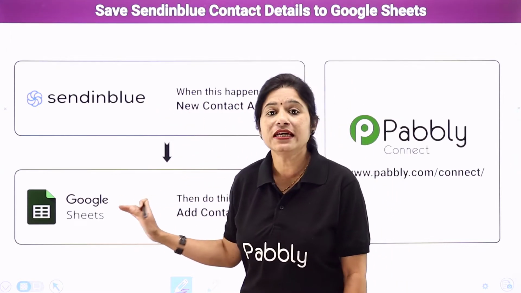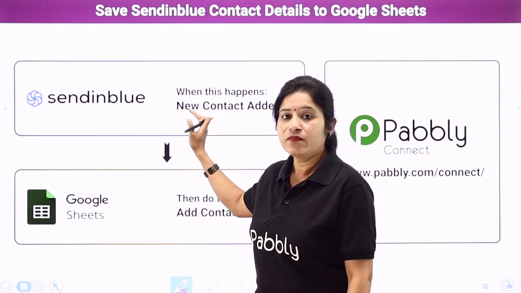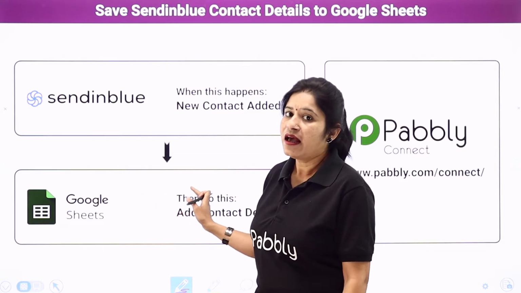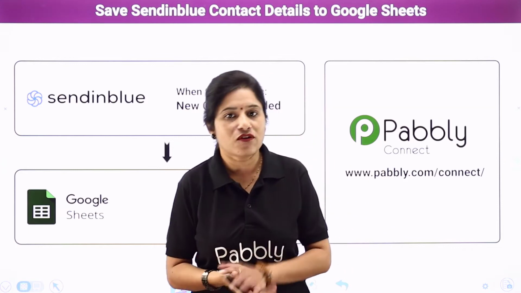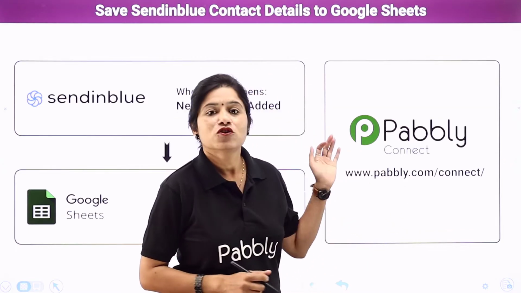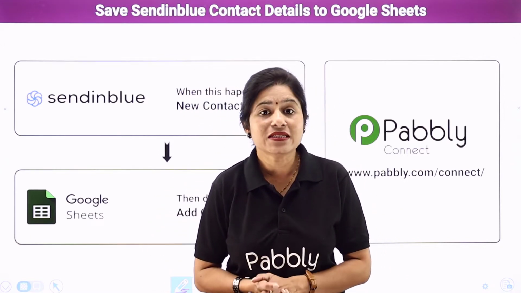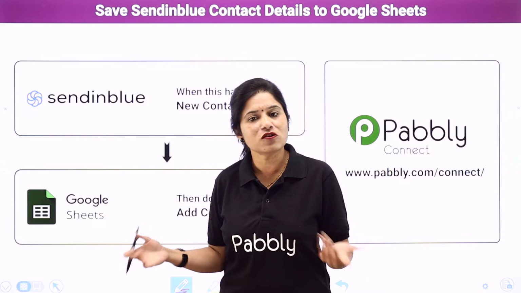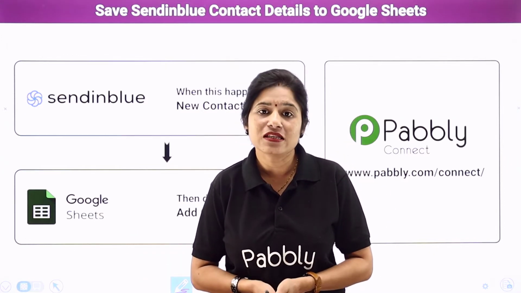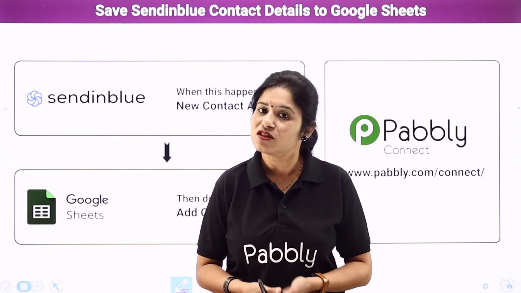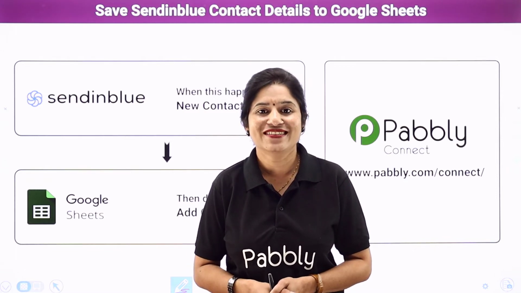For this, we need to create a connection between Sendinblue and Google Sheets so that whenever a contact is added, automatically the details are created as a new record into your Google Sheets. So in order to create a connection, we are going to use a software application named Pabbly Connect. Pabbly Connect is an automation and integration software which will help us in integrating both these software applications automatically. The best part here is it doesn't require any coding skills or programming knowledge. Even a non-technical person can use this software application very easily. So let us learn the integration process now on my screen.